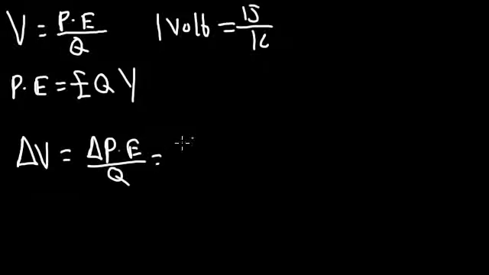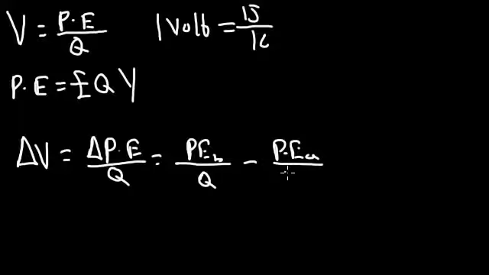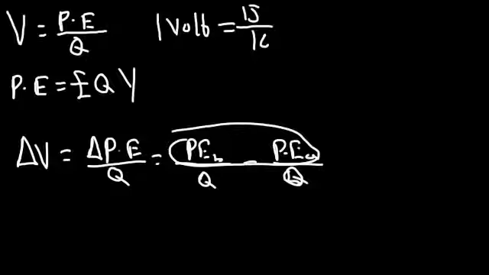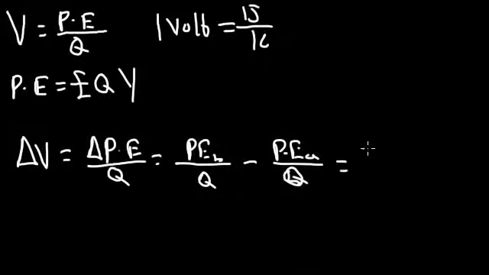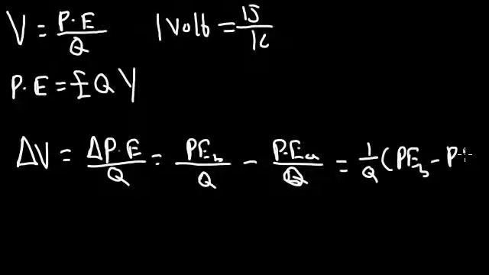And if we express this further, it means PEB divided by Q, if we are considering points A and B, minus PEA over Q. Perfect. If the charge changes from point A to point B, then the change in potential energy will be PEB minus PEA. So now if we factor out 1 over Q, we have 1 over Q multiplied by PEB minus PEA.